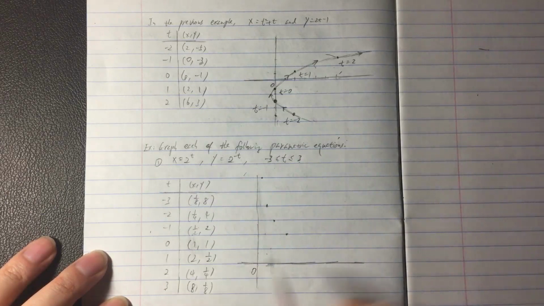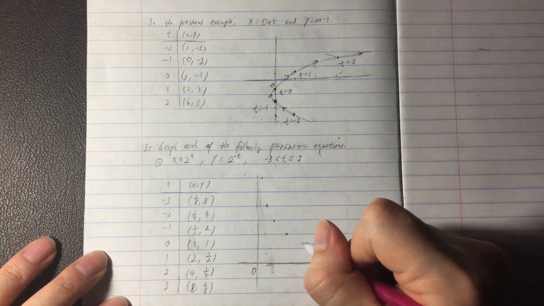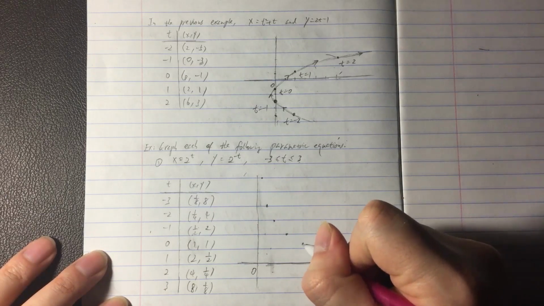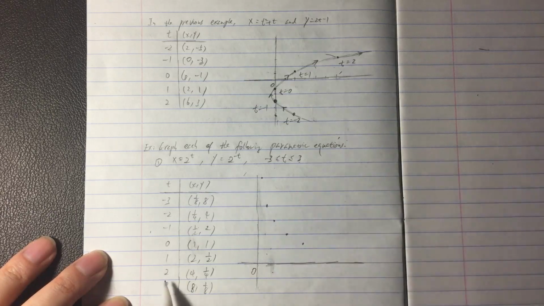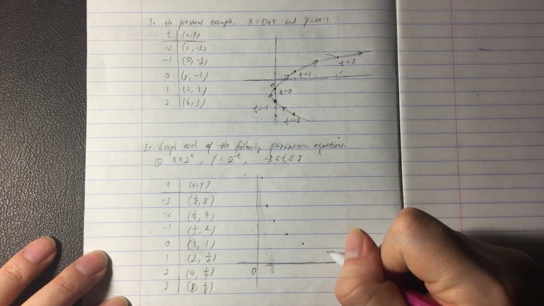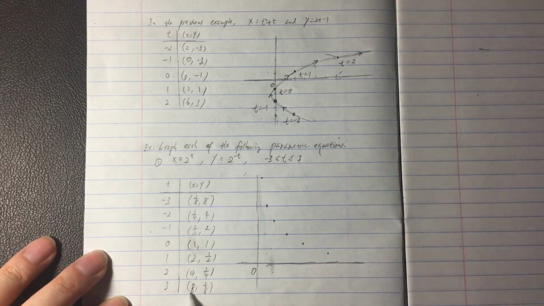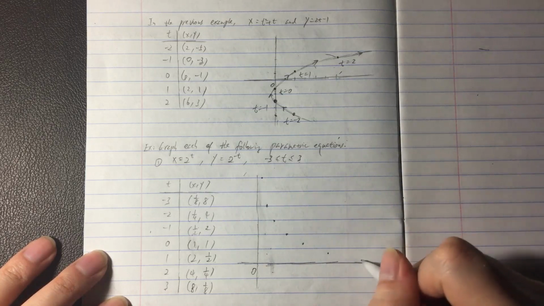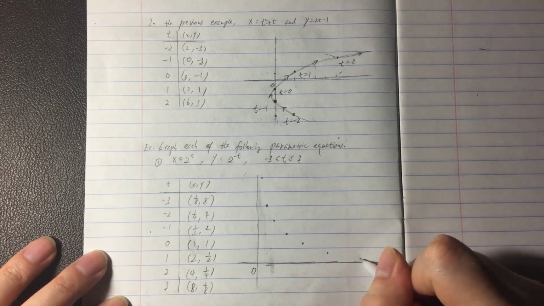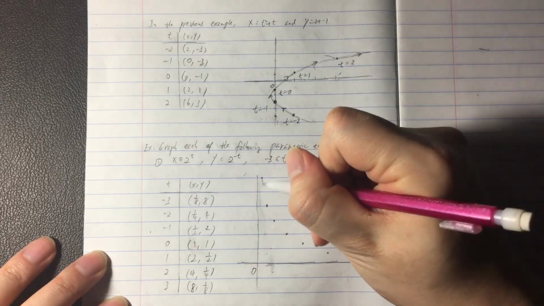Next, x is 2, y is half, somewhere here. Next point, x is 4, y is 1 over 4. And the last point, x is 8, y is 1 over 8, somewhere here. Connect all these points, and we can make a curve.